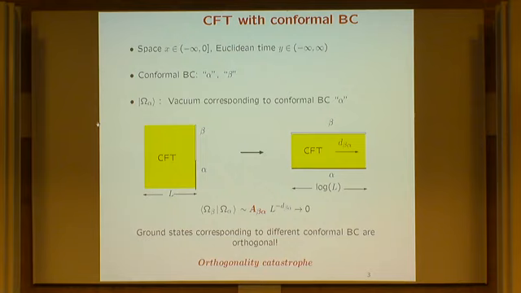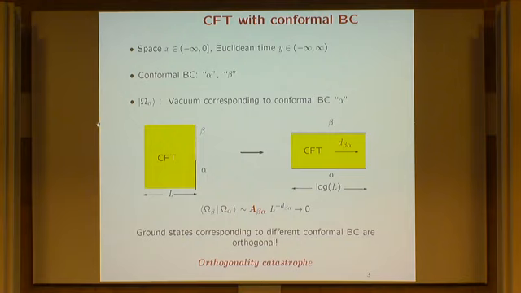Just to remind you how it works. I would prefer to talk in the Euclidean picture, right? We start with the conformal theory with a boundary, so the space coordinate is a ray from minus infinity to 0, and with Euclidean time, it can be understood as a certain statistical system with a critical bulk. Since we have a boundary, we also impose boundary conditions. Let's start with the conformal boundary labeled alpha, beta.